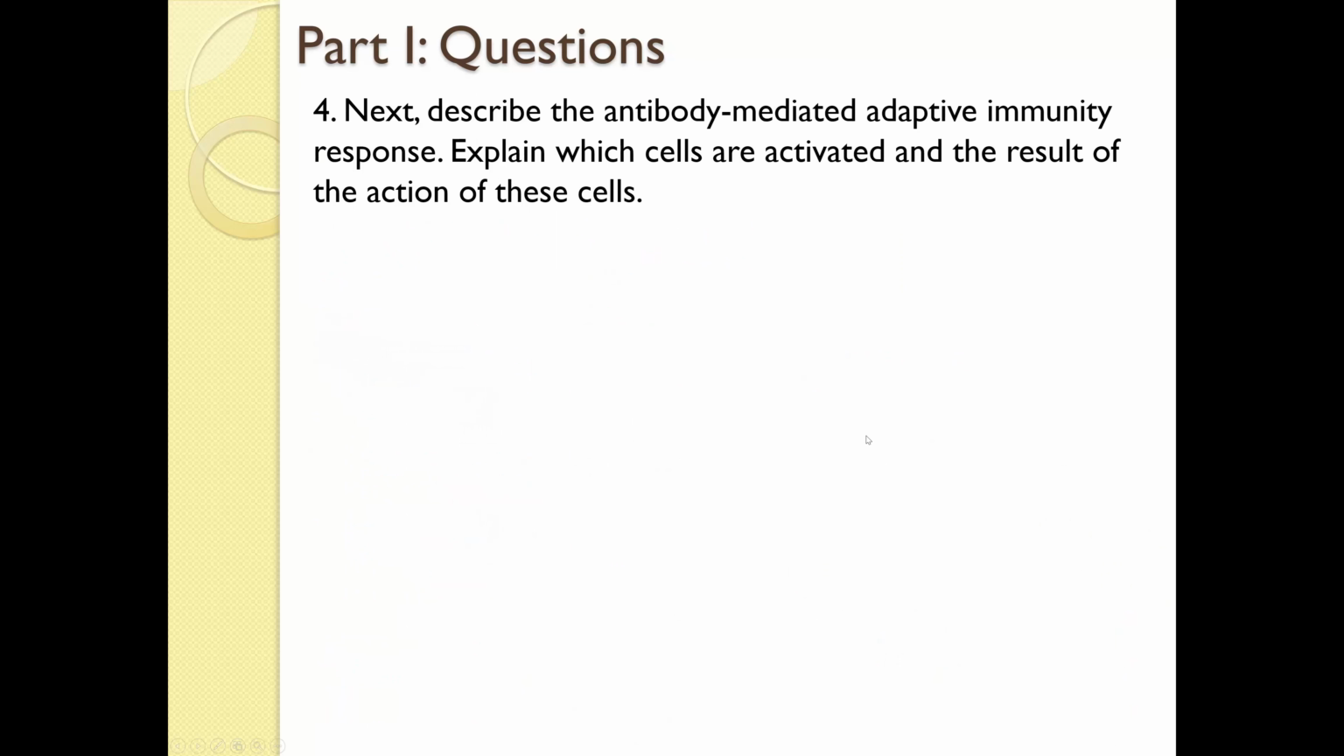So number 4, next describe the antibody-mediated adaptive immune response. Explain which cells are activated and the result of the action of these cells.